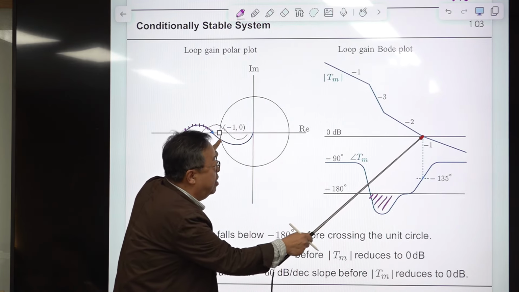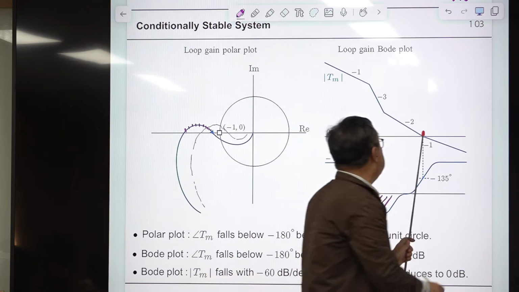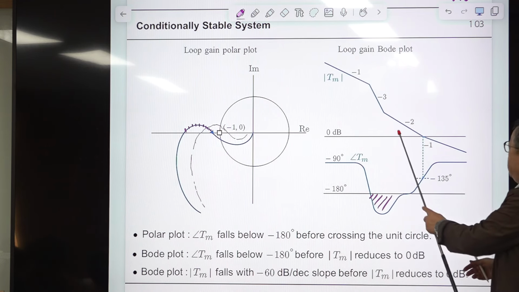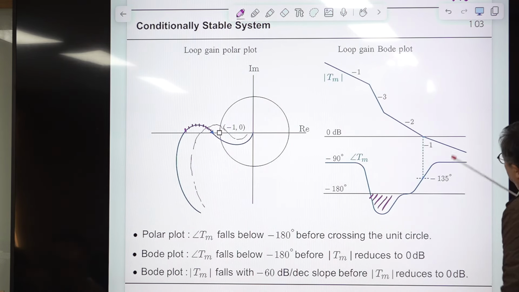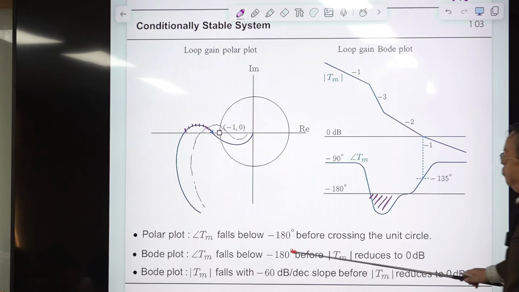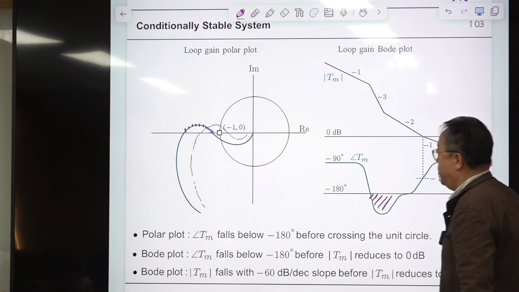Maybe there is a pole here and a zero here. Then the phase will change like this. During this region the phase is minus 180 degrees, and in this region the phase is minus 90, and at this point theoretically it is minus 135, if the corner frequencies are widely separated. That is the assumption. Then this is true. So the first criterion is this one, the second one is this one.